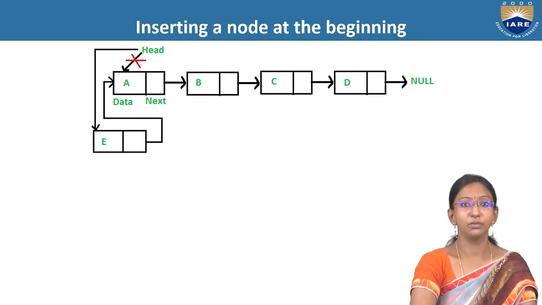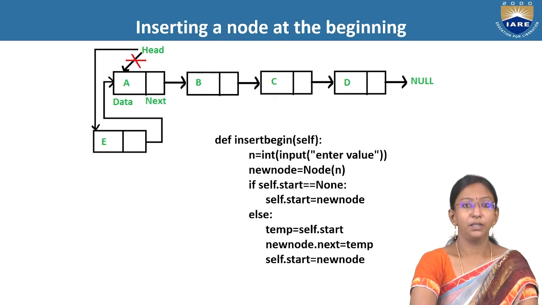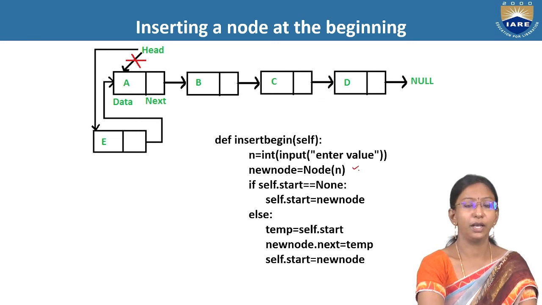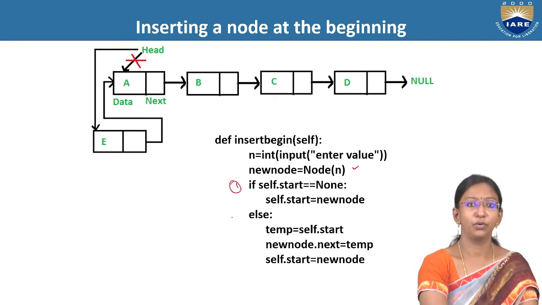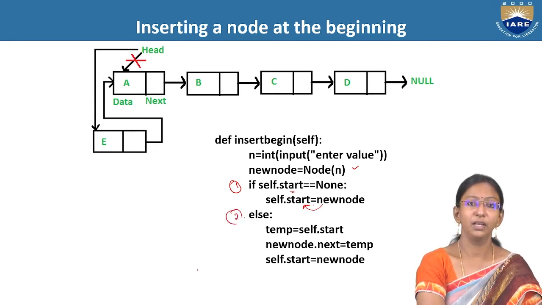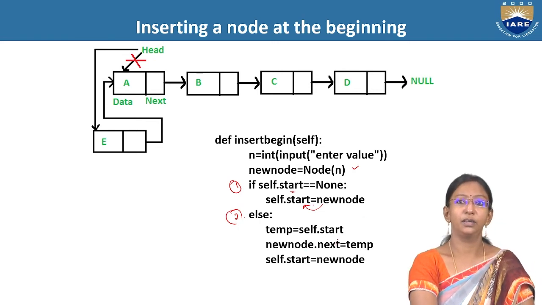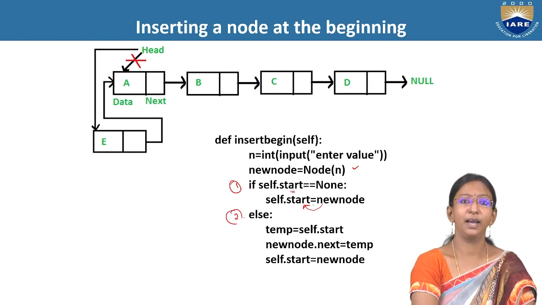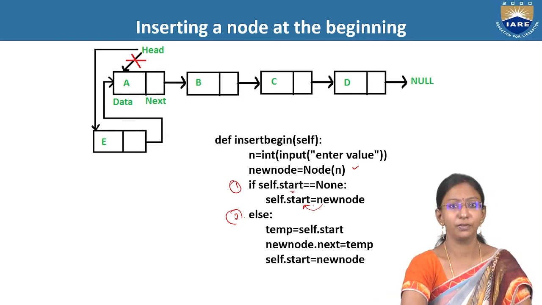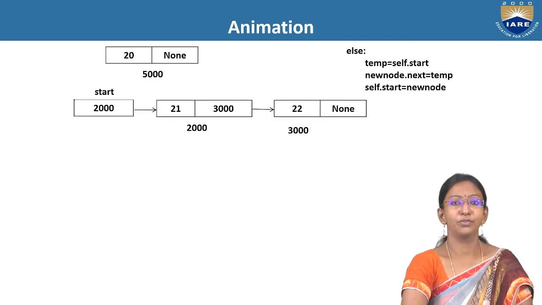So when you try to insert a node at the beginning, this will be the basic function for that. Read a value, create a node as usual. The first and foremost case is check whether the list is empty or not. If it is empty, that is, if the start is filled with none, make the new node the start. Else, the second case, when you have a handful of elements, make the first node as temporary, then store the temporary's address in new node's next, and make the new node the first node. Don't worry, I'll show you an animation on the same.